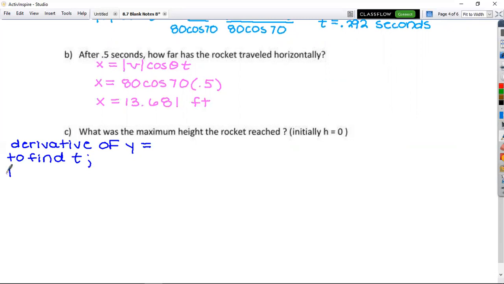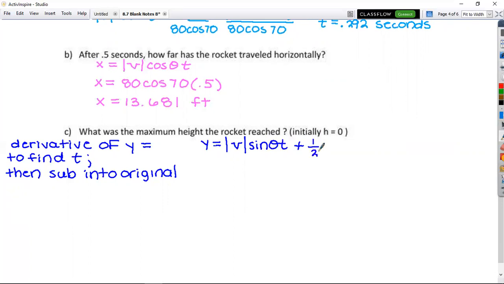Then what you're going to do is sub that value back into the original. So sub into original, not the derivative. All right, so my y equals equation we have not written yet, so we're going to start with that one. So y is equal to the magnitude of the velocity, and then sine theta t, plus 1/2 times my gravitational constant multiplied by time squared, plus my initial height, which I told you was 0 again. A lot of them are 0.